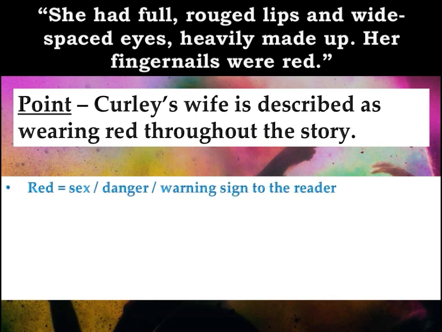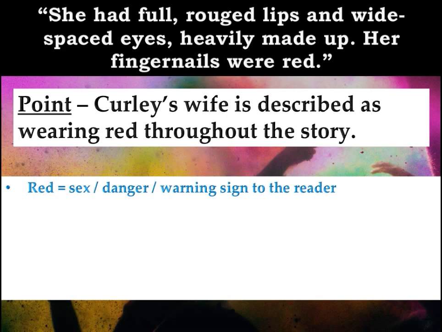In my explanation, I'm basically just going to be talking about what the use of the red means. So I'm going to talk about the fact it symbolises sex, danger, and it's a warning sign to the reader. So basically the use of the red is a big warning sign, a big alarm to the reader that this person is going to be trouble for George and Lenny, and also she's a sexual character that's going to cause trouble. Then I'm going to zoom in.